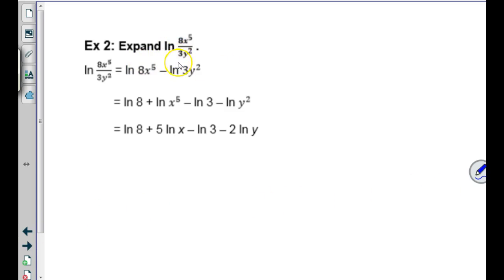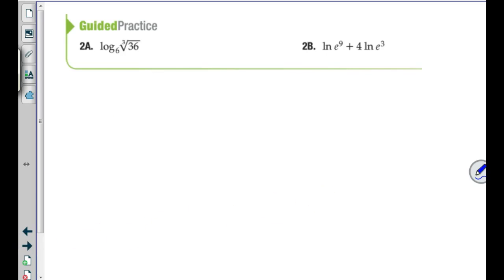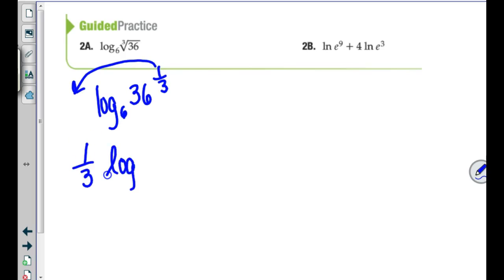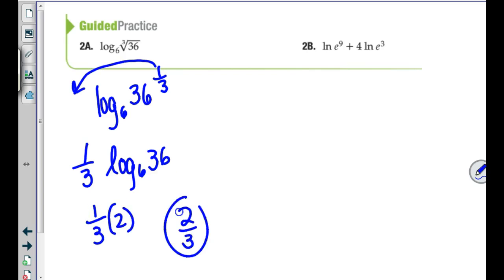All right, so help me expand. Oh, this one's done for you. You guys seem pretty good at this. Can I just move on? That one's done. Let's try some more together. Okay, I don't think you have this one, but I want to talk about one with this root thing. What does this mean? 1/3 log. So this is log base 6 of 36 to the 1/3. If I move that out front, can we evaluate this? What's log base 6 of 36? 6 to what power is 36? 2. So it's 1/3 times 2, or 2/3.